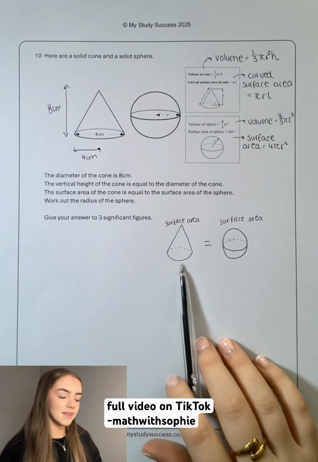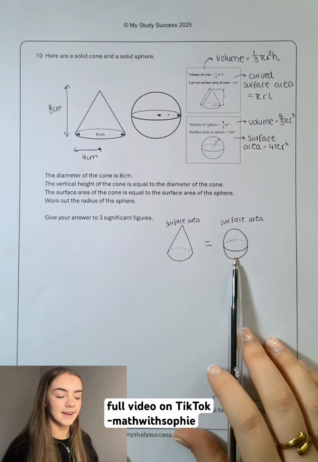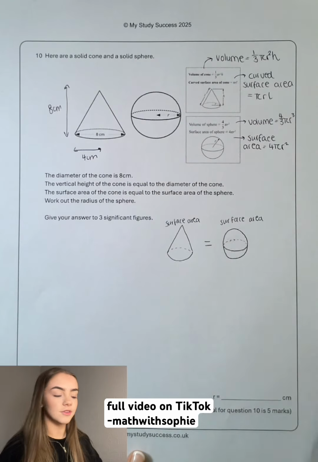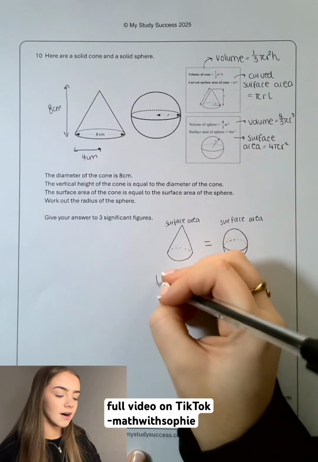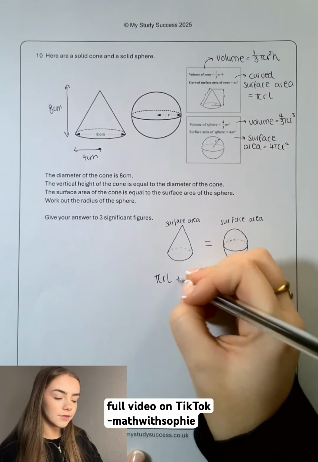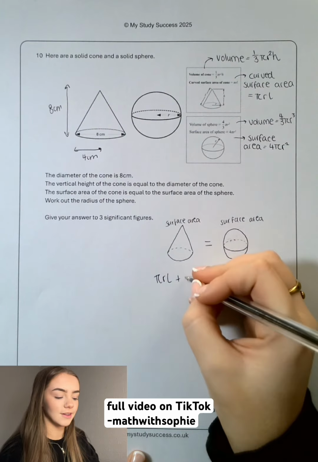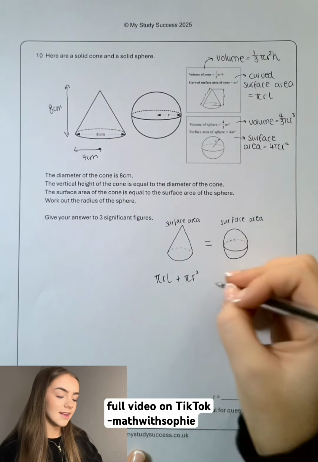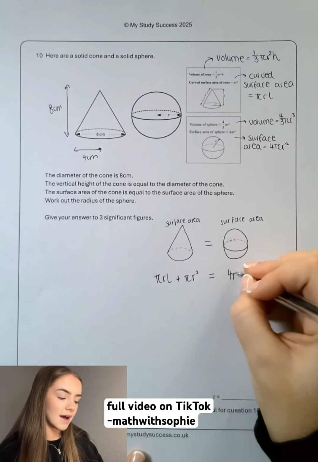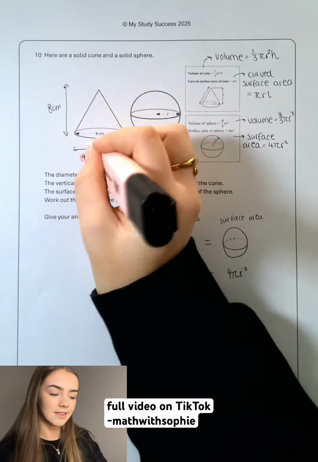Using this diagram, we can say the surface area of the cone is equal to the surface area of the sphere. To work out the surface area of the cone, we have the area of the curved part, which is given by the formula pi times r times L, where L is the slanted length of this cone. Plus, we also have the base of the cone, which is just a circle, and the area of a circle is pi times the radius squared. This is equal to the surface area of the sphere, which is given by 4 pi r squared. And we know the radius of the cone, this is 4 centimetres.